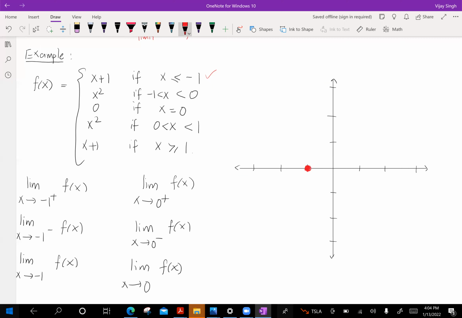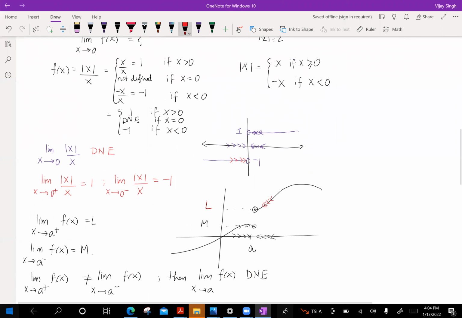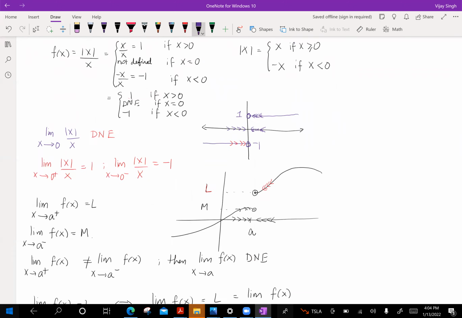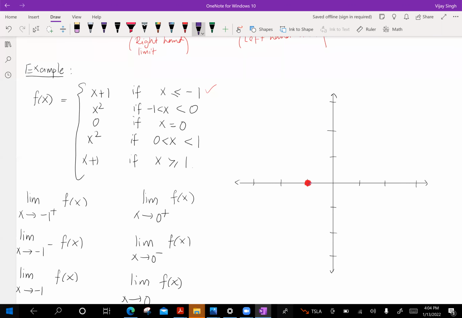When a point is not included, we'll put a hole like the earlier one. Here at 0, it was not defined, so we put a hole. So a filled dot means it's defined at that point. Now let's take any other value less than this. Let's take -2. When x is -2, you get -2 plus 1, which is -1. So at -2, the value is -1, and then I can draw this. So this is the first part of the graph, and the first part is done.